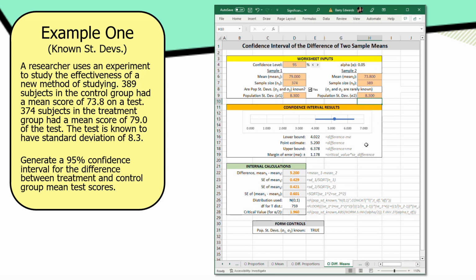Okay, now I've entered all the necessary information and I'm getting my results. The confidence interval of the difference of the mean. The difference between the two groups scores is 5.2. The treatment group is 5.2 points higher on the test than the control group is. The lower bound of the estimate is 4.022, and the upper bound of the estimate is 6.378. So if I report this 95% confidence interval, I would say the lower bound is 4.022 and the upper bound is 6.378.